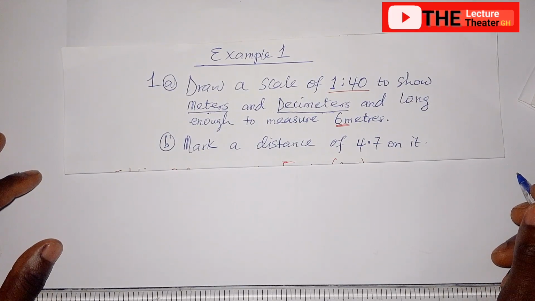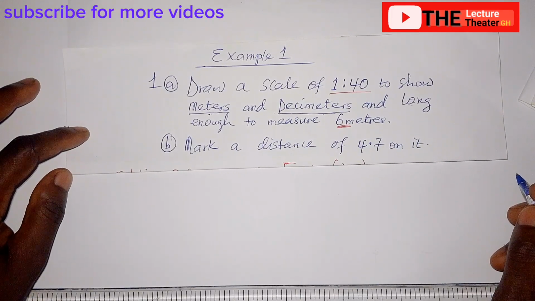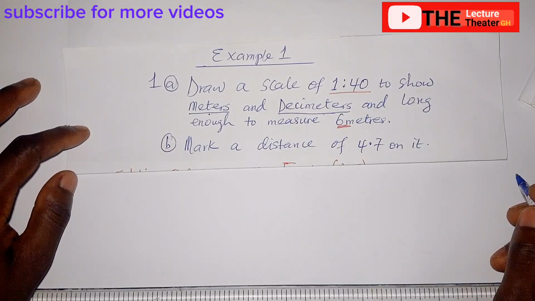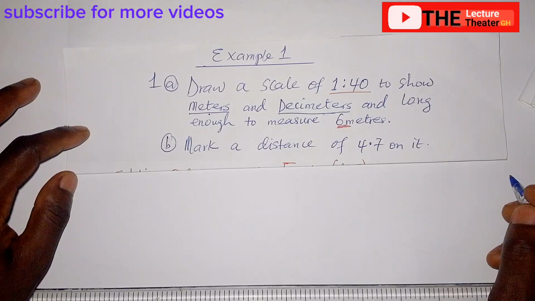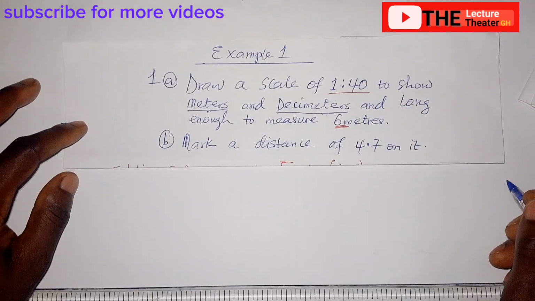Today, we are going to learn how to draw a plane scale. It is a scale used to measure up to 2 units, that is the main unit and its subdivision. For instance, kilometers and meters, centimeters and millimeters, meters and centimeters, meters and decimeters. Without wasting much time, let's get started.